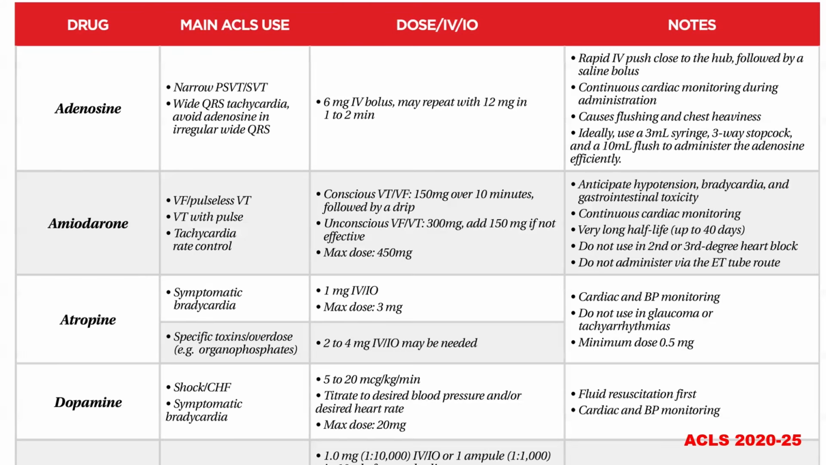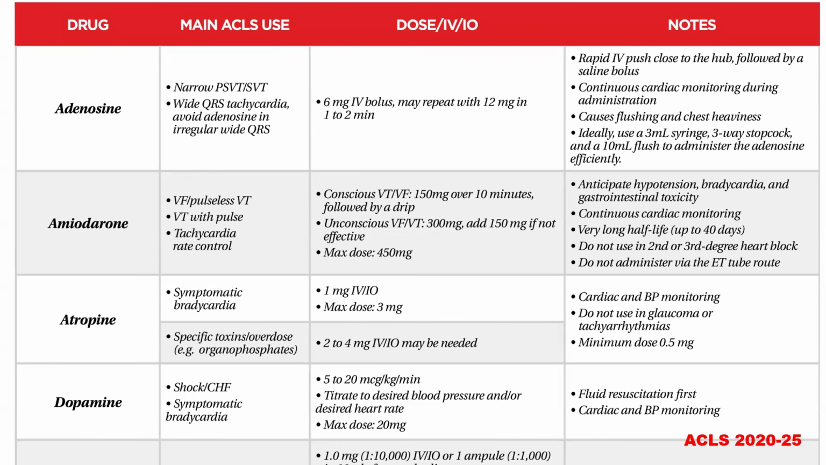Atropine. Atropine is used in symptomatic bradycardia and specific toxin overdose. The dose is 1 milligram IV or IO, same dose. Max dose is 3 milligram. Use cardiac and BP monitoring. Do not use in glaucoma and tachyarrhythmias. Minimum dose is 0.5 milligram, otherwise you'll have a paradoxical bradycardia.